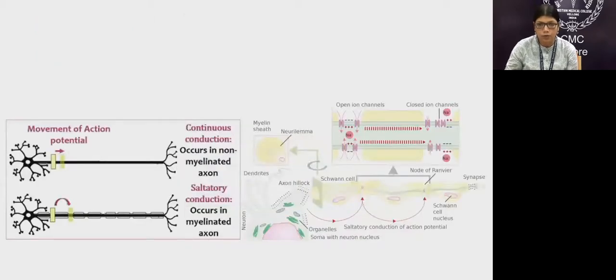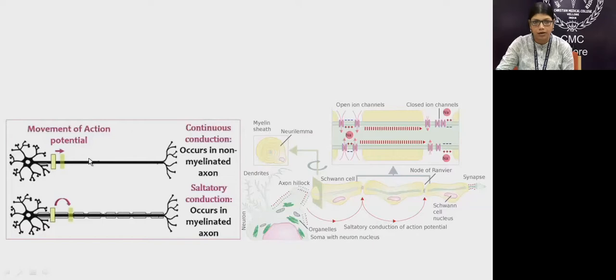Now, before going into the various disorders, the conduction of the nerve impulses from the cell body throughout the axon to the neuromuscular junction goes via two processes. One is continuous conduction, and the other one is saltatory conduction. So all the myelinated axons will have saltatory conduction. That is, the nerve impulses will jump from one node of Ranvier to the other node of Ranvier, and this is a faster way of conduction of the impulses.